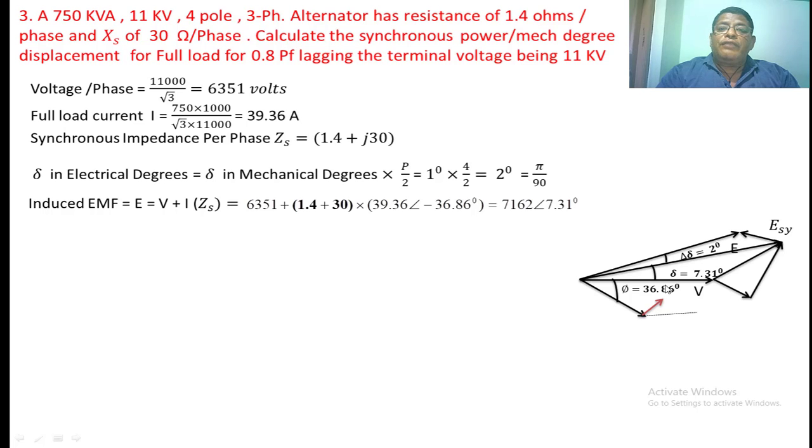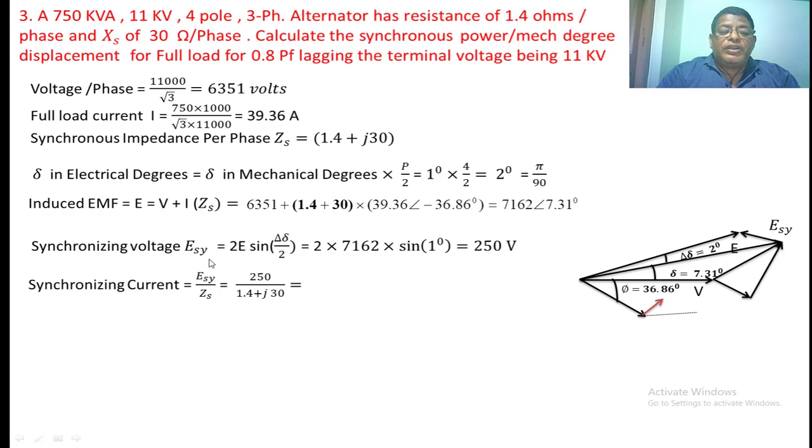In the previous problem we neglected the resistance, but in this problem we have considered the resistance along with the synchronous reactance also. So on the x-axis we have taken the voltage. To the voltage we have to add the I A R drop parallel to the I. Perpendicular to this one you have to add the I A X S drop. The phasor sum of these two is nothing but I A Zs. Now the phasor sum of this one and this gives the E. If any disturbance occurs, then E becomes E dash, giving an angle of 2 degrees.